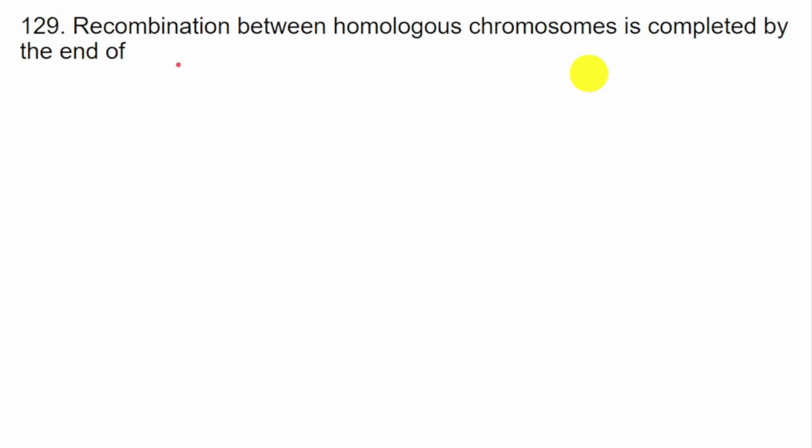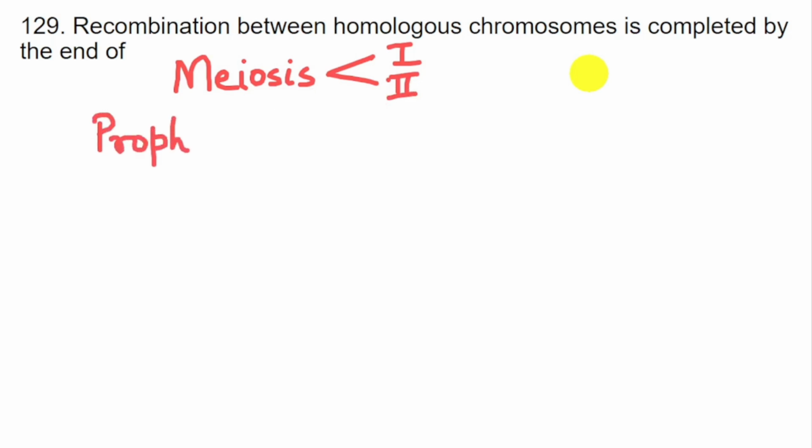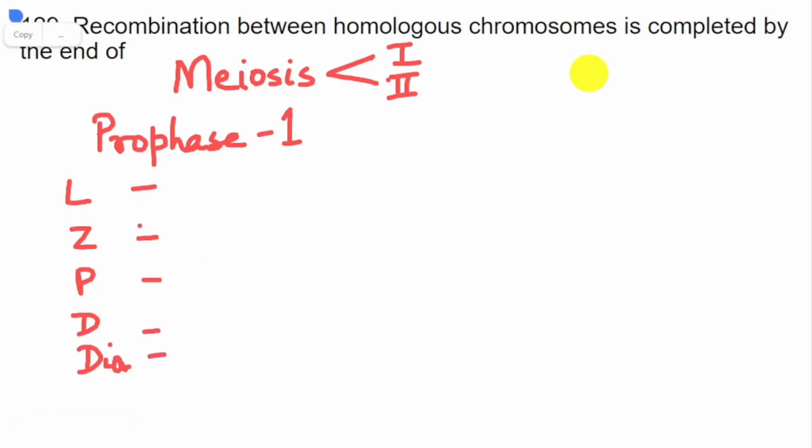So meiosis has two stages, 1 and 2. The prophase of meiosis 1 is prophase 1 and it has 5 substages: leptotene, zygotene, pachytene, diplotene, diakinesis. The lepto word means thin chromosomes.